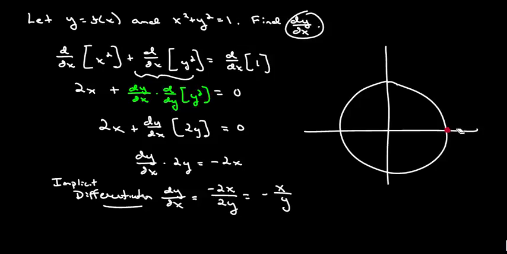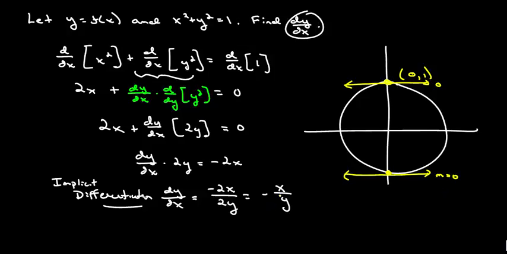If we grabbed a different point, let's say we grabbed, I don't know, this point here, this is at the point 0, 1. So here's our x, here's our y. We plug those in there, we get a slope of 0. Now, of course, there's another guy down here that also has a slope of 0.